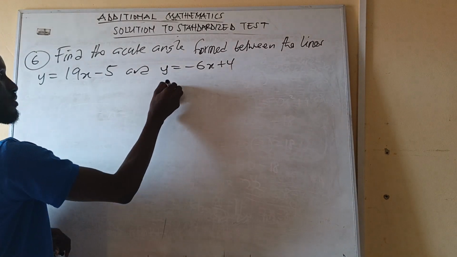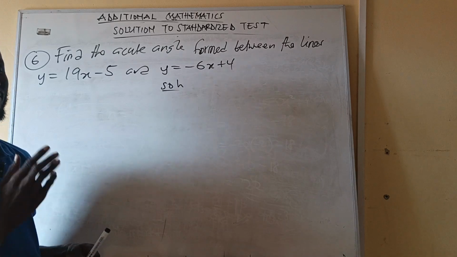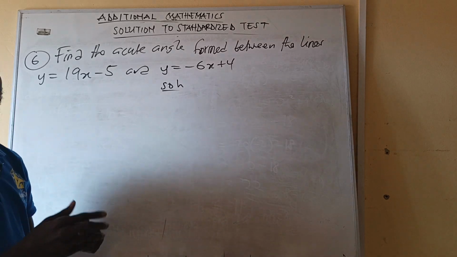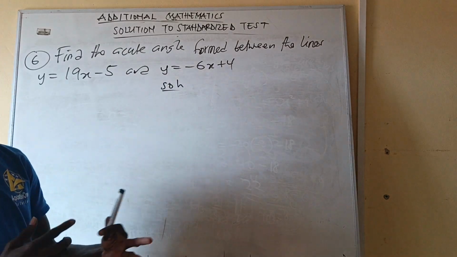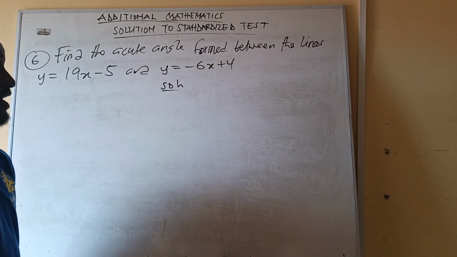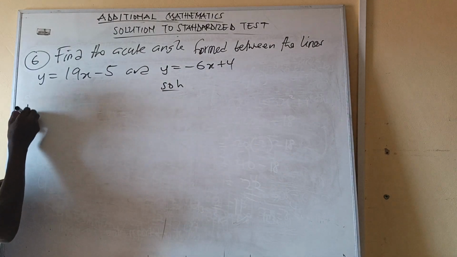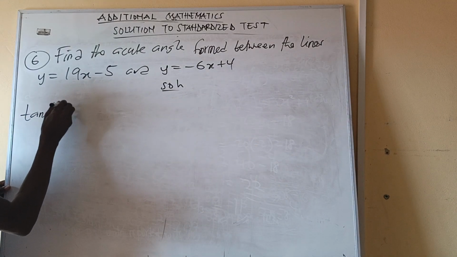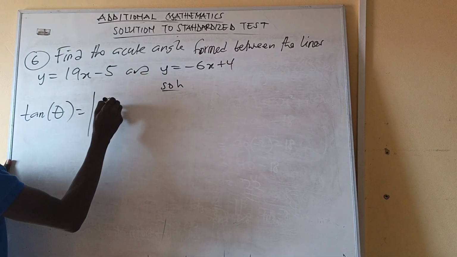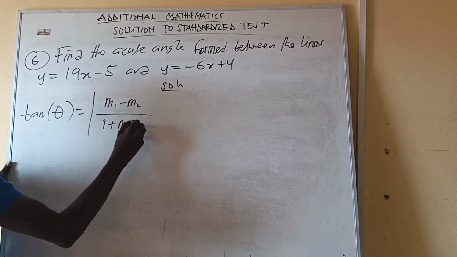Now you are looking for the acute angle between two lines. When you are looking for the acute angle between two lines, you can find the reflex angle and the acute angle, right? Since two lines are given, you can use the gradient method to solve for the acute angle. What's the formula? The acute angle is theta. So theta is equal to the absolute value of m1 minus m2 divided by 1 plus m1 m2.